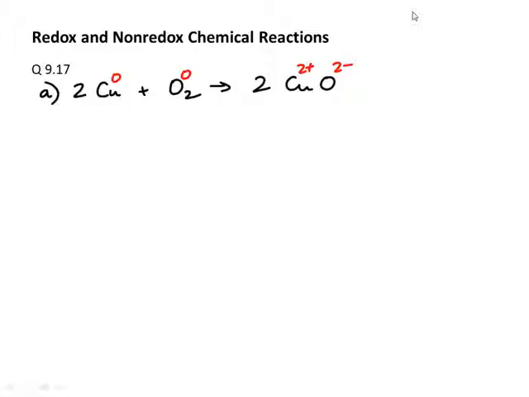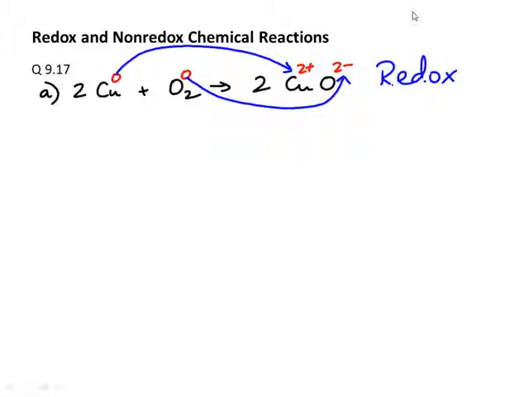So please note that copper, when it went from 0 to 2 plus oxidation state, lost electrons. Oxygen, on the other hand, gained electrons. In other words, one substance was oxidized while the other one was reduced. So this reaction is definitely a redox reaction.